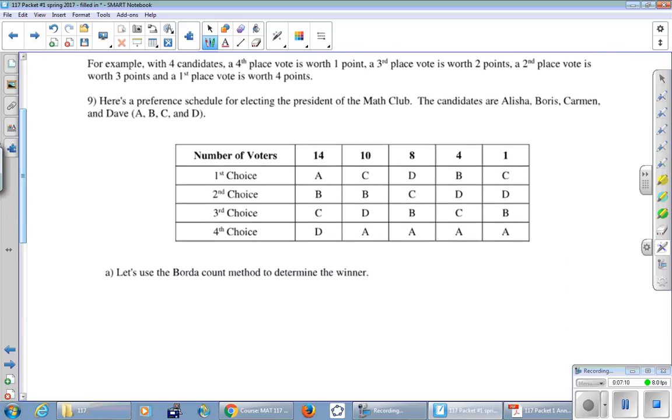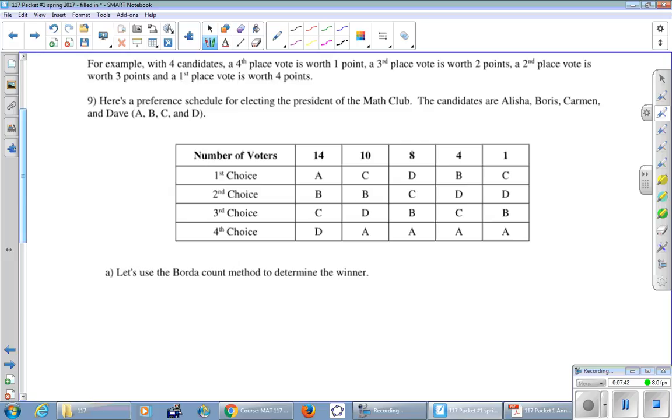Number 9, here's a preference schedule for electing the president of the math club. The candidates are Alicia, Boris, Carmen, and Dave, which we will abbreviate A, B, C, and D respectively. Okay, so here's our preference schedule. 14 people thought that the best ranking was A, then B, then C, then D. 10 people thought the best ranking was C, then B, then D, then A, etc. And so we're going to use the Borda count method to determine the winner of this election. So let's give this a shot.